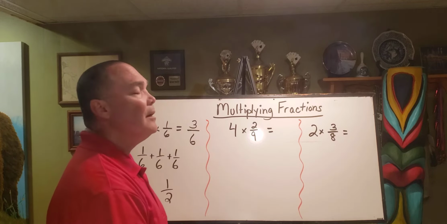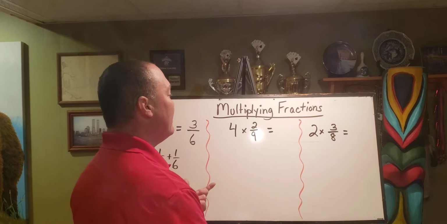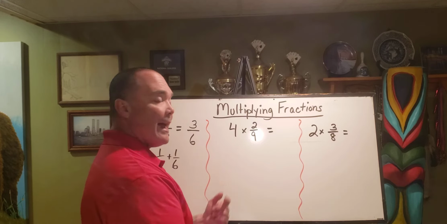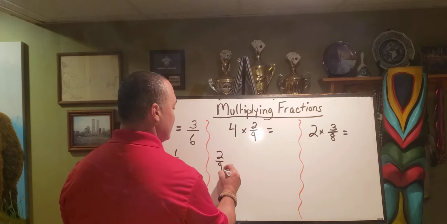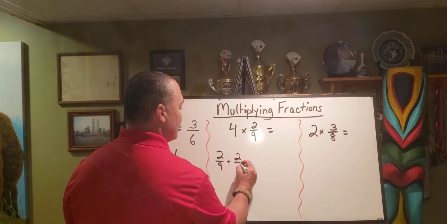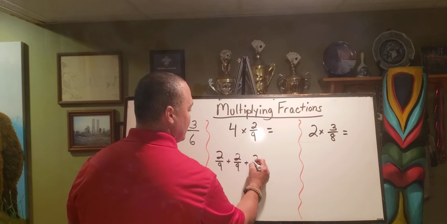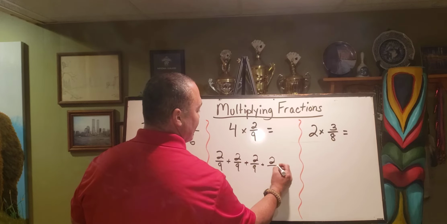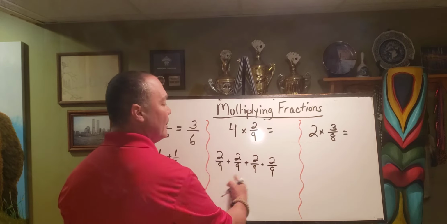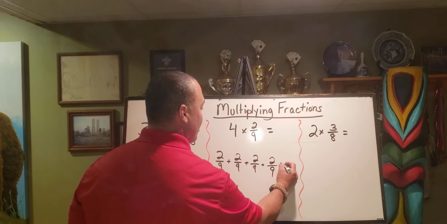Using repeated addition for 4 times 2/9, again, a smaller whole number, I can add 2/9 4 times. So I just take 2/9 plus 2/9 plus 2/9. Now, even me saying it 4 times gets a little tedious, right? There are faster ways to do this, but we know this is going to work for us.